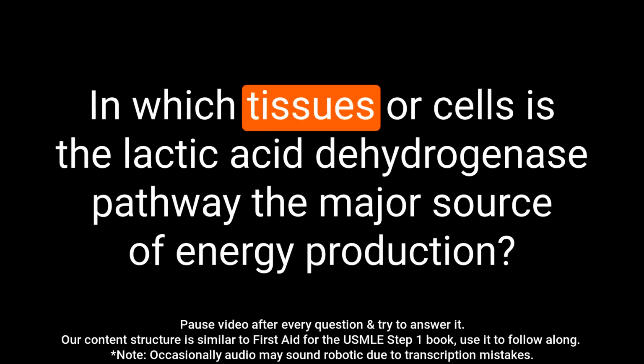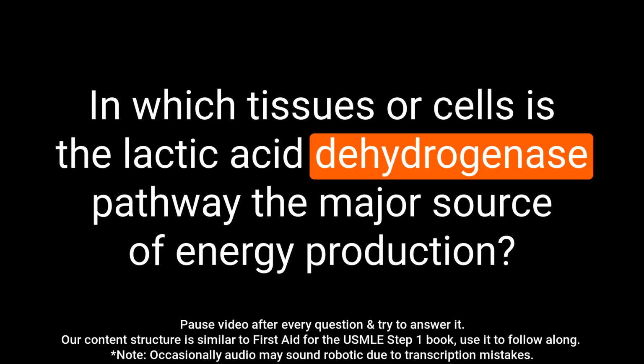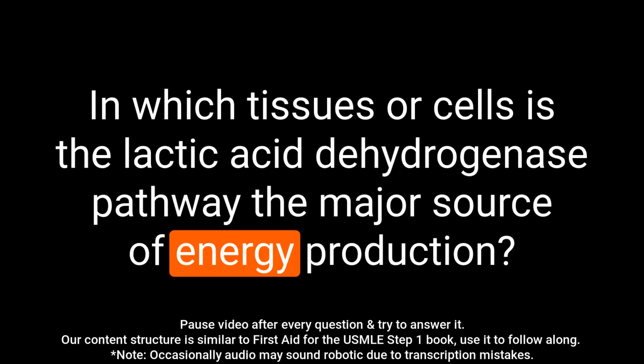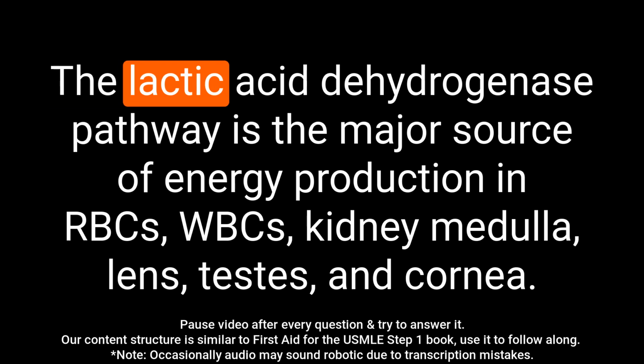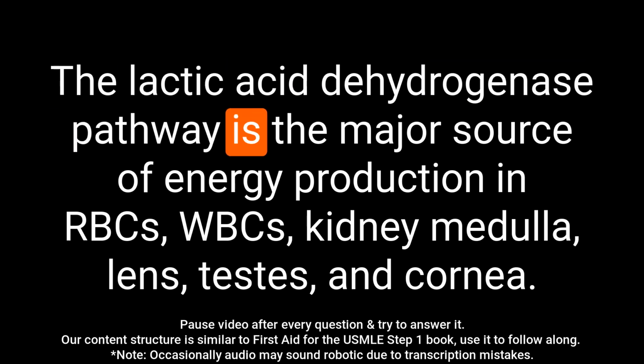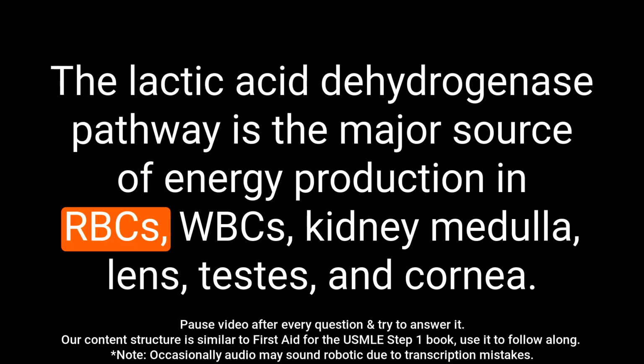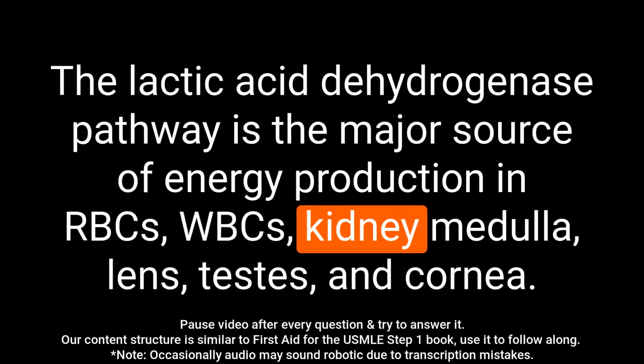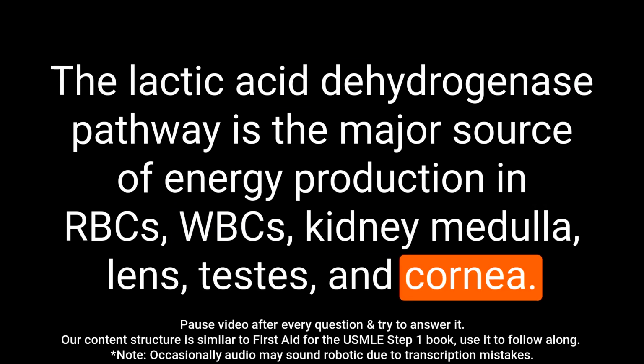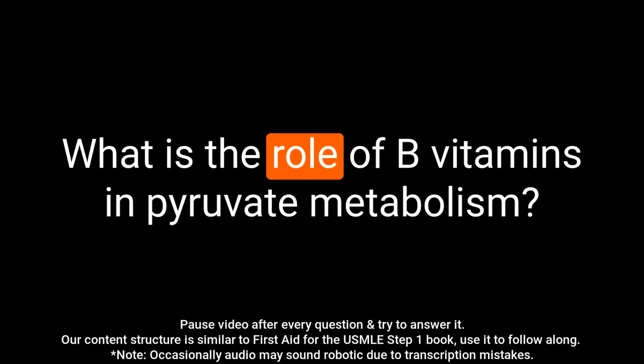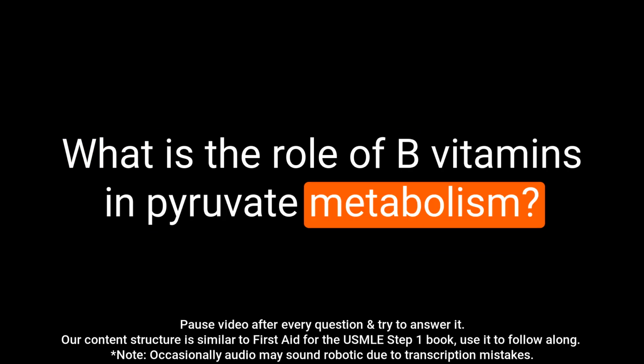Question: In which tissues or cells is the lactic acid dehydrogenase pathway the major source of energy production? Answer: The lactic acid dehydrogenase pathway is the major source of energy production in RBCs, WBCs, kidney medulla, lens, testes, and cornea. Question: What is the role of B vitamins in pyruvate metabolism?